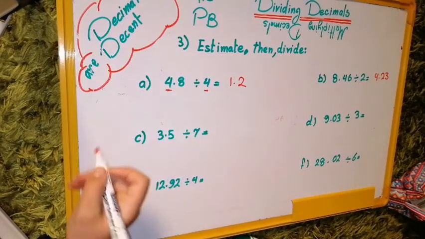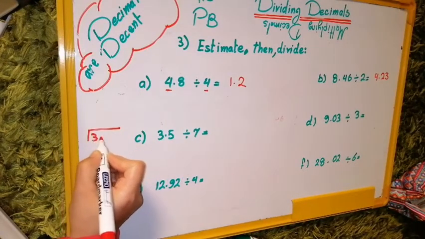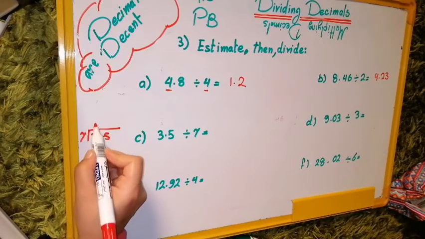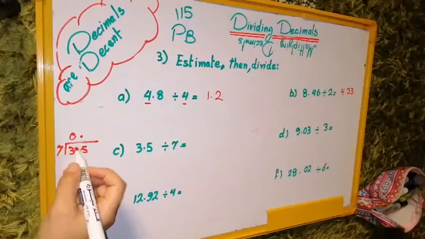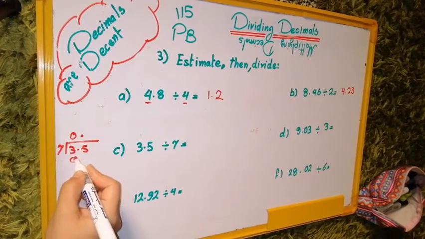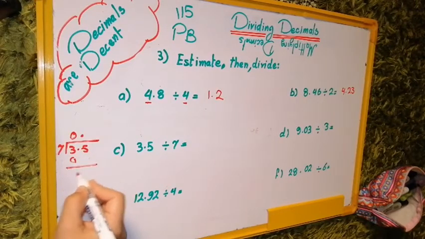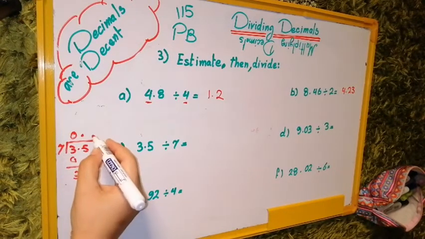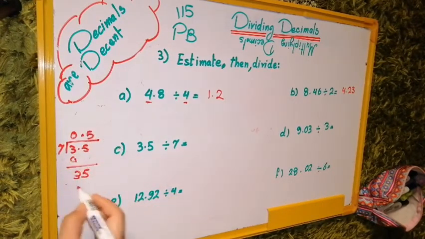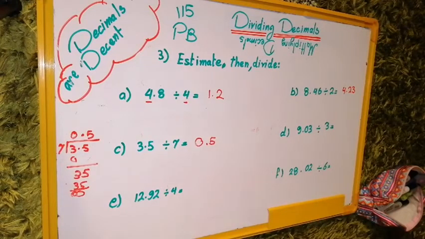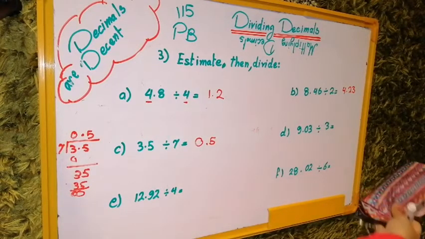Exactly means with the operation. I will do this. 3.5 divided by 7. Here I cannot do this, put 0. Let's see, I have 0 times 7, 0. And I'm going to take the 3 and 5. 35 divided by 7 is 5. So now it's 0.5, just as the estimation, exactly like the estimation.